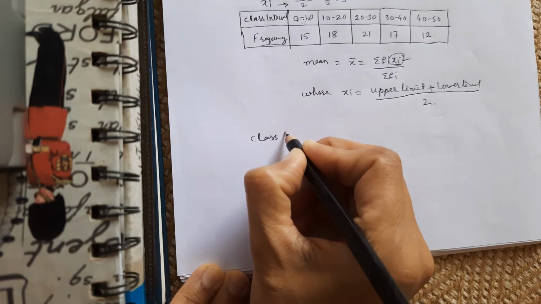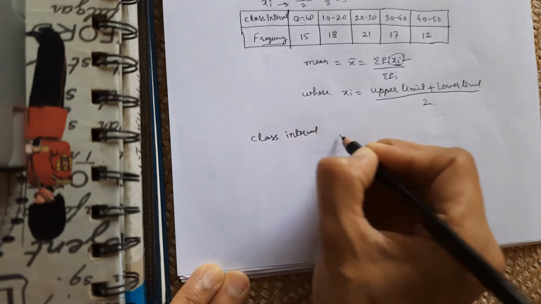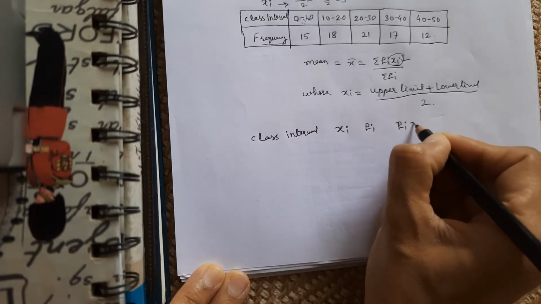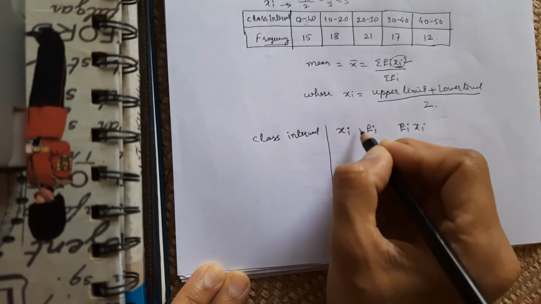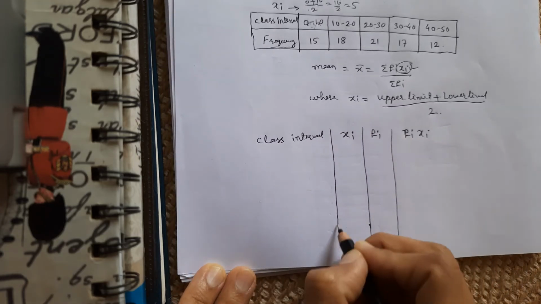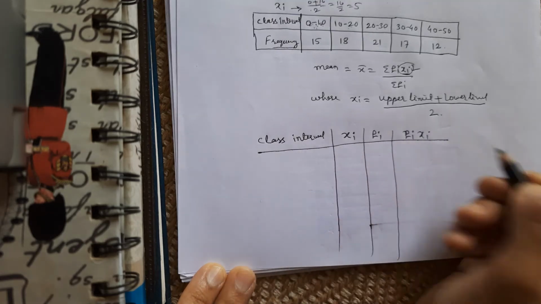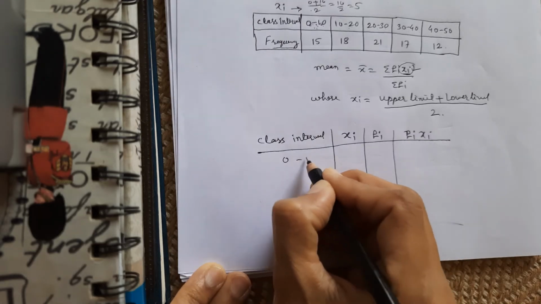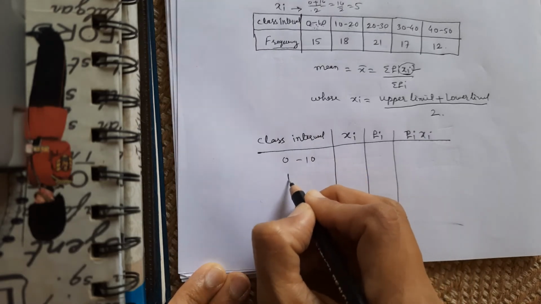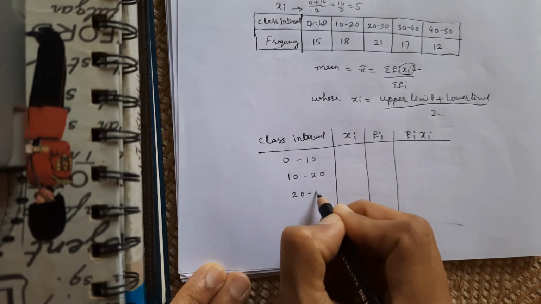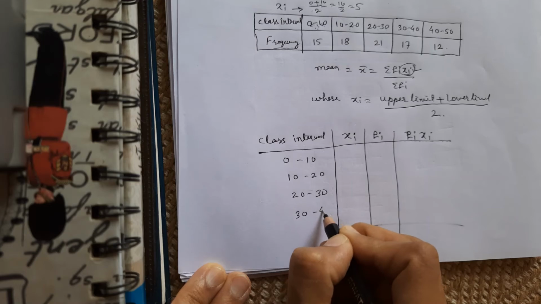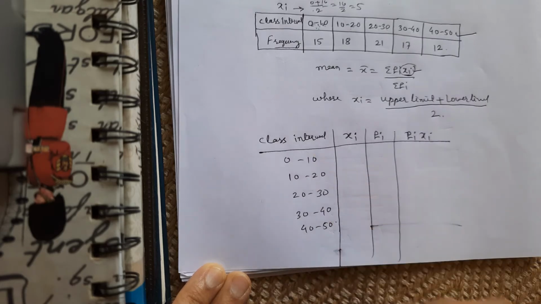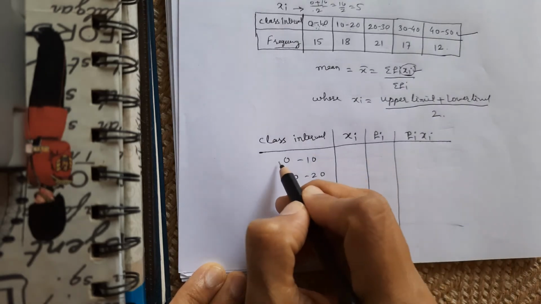So I'm just writing here a table, class interval, and here I need to calculate xi. Fi is given to me, and then I'm going to find fi into xi. Okay, so class interval like this: 0 to 10, 10 to 20, 20 to 30, 30 to 40, 40 to 50. Okay, this I write here. Now just calculate xi.